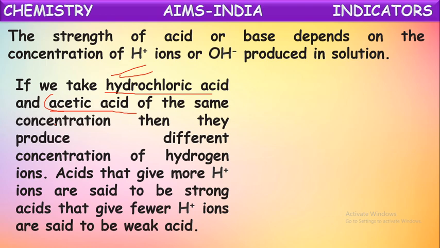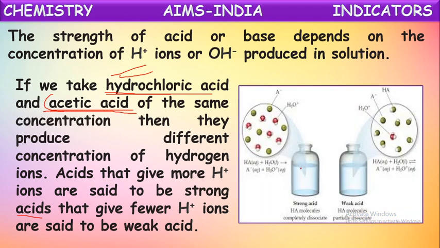So, different acids produce different concentrations of hydrogen ions in their solution. Acids that give more H plus ions are said to be strong acids. The acids which give fewer H plus ions are said to be weak acids. Here, hydrochloric acid is a strong acid, and acetic acid is a weak acid because it produces less amount of H plus ions.